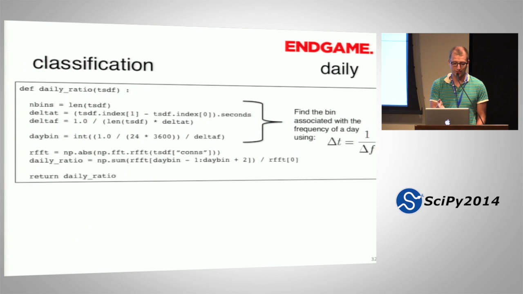This is the code that does that. Here I'm finding the bin associated with the frequency of a day, because there might be different numbers of bins and different bin sizes. So I use this relation to relate the bin sizes in the time domain to the frequency domain. Then I call the Fourier transform and return the ratio.